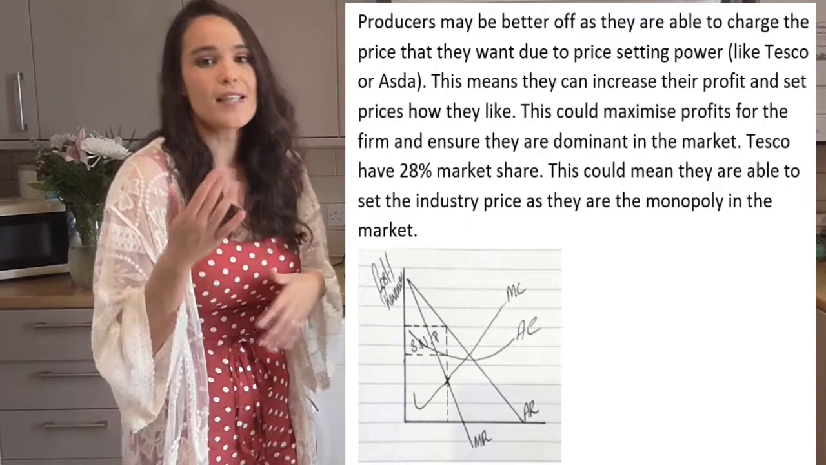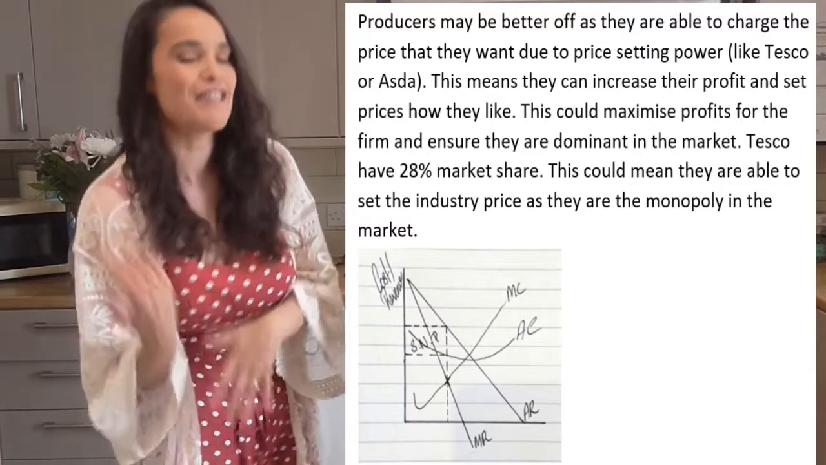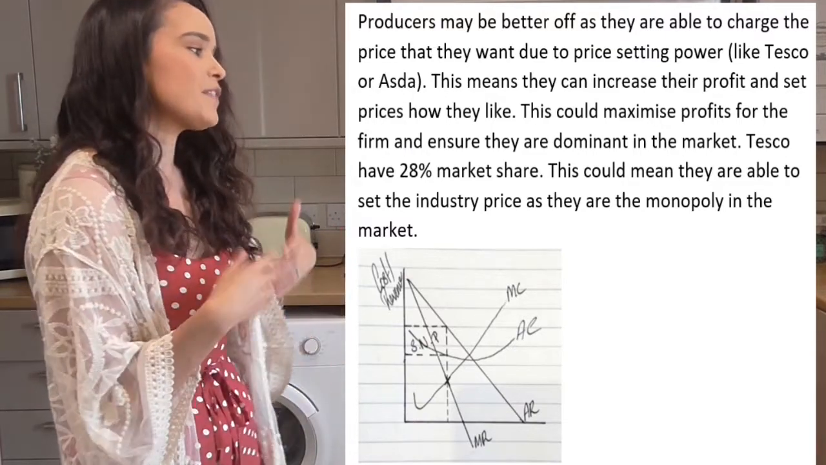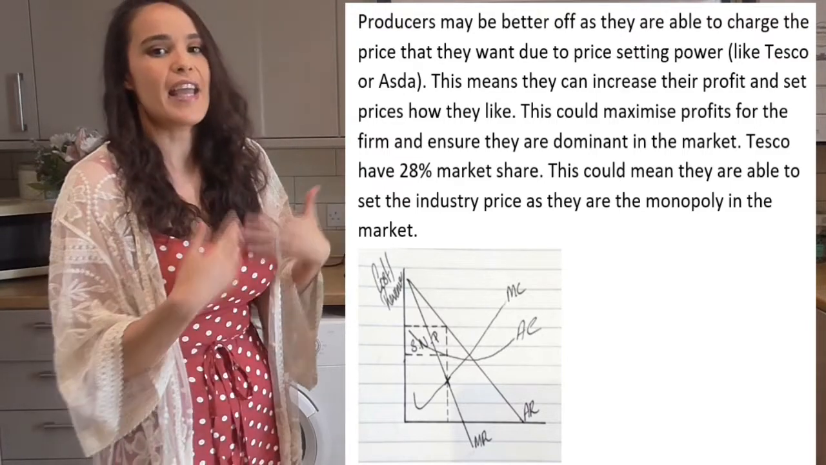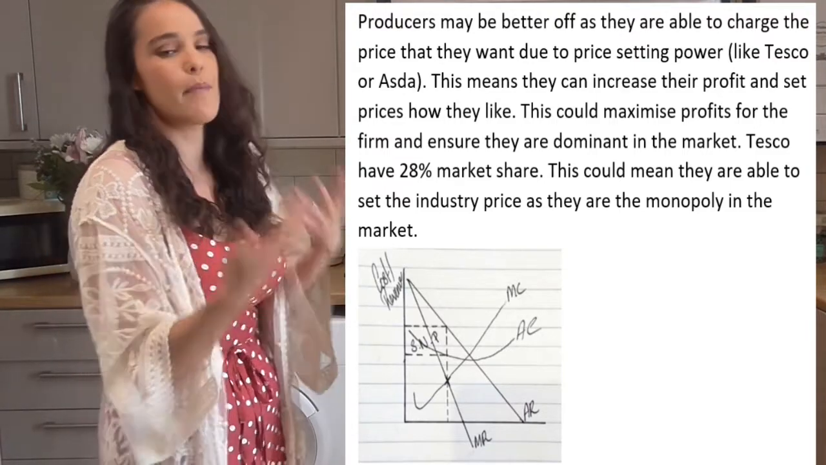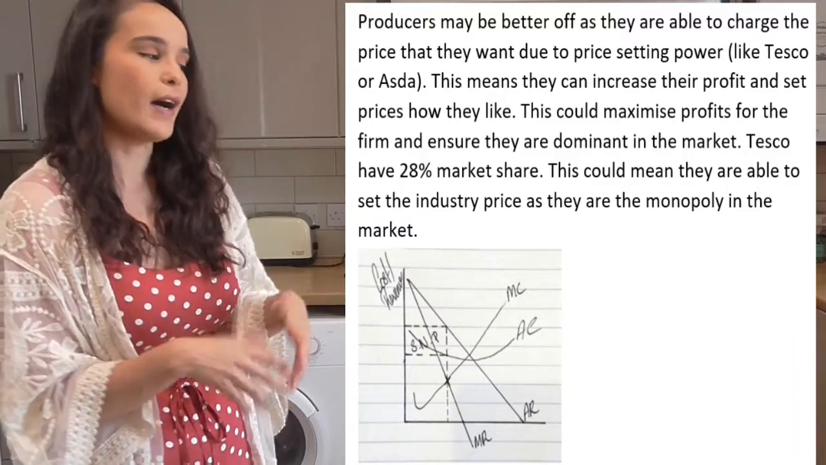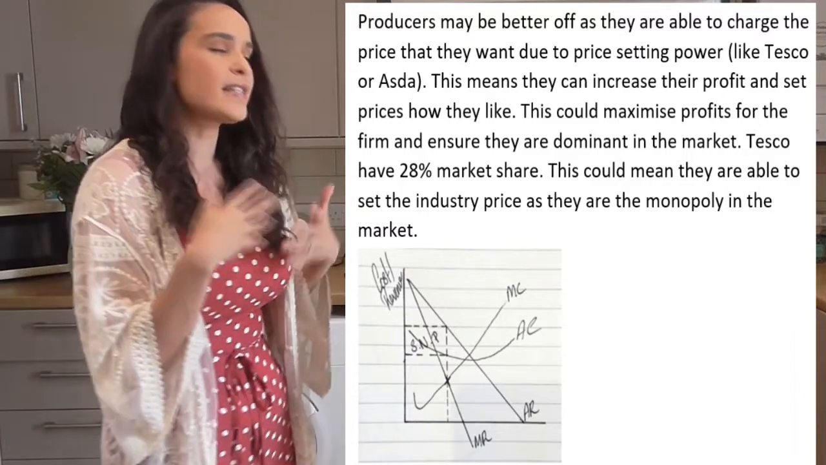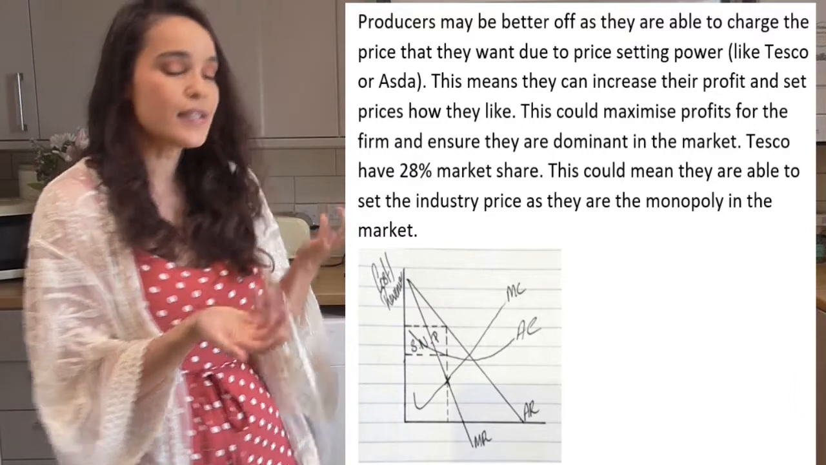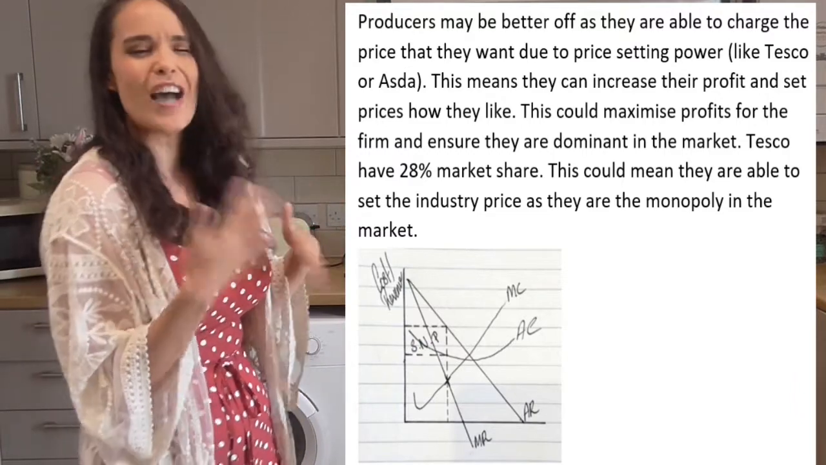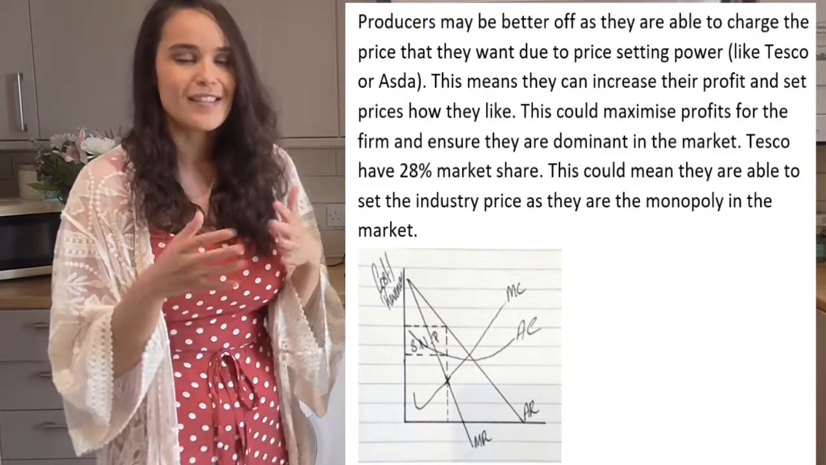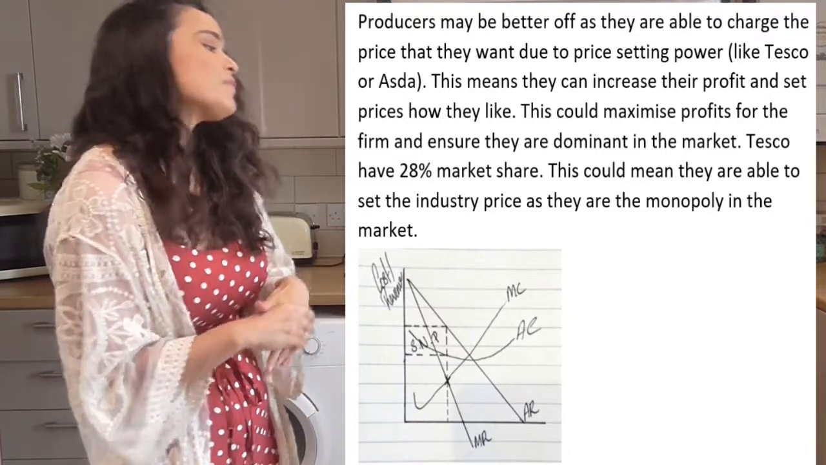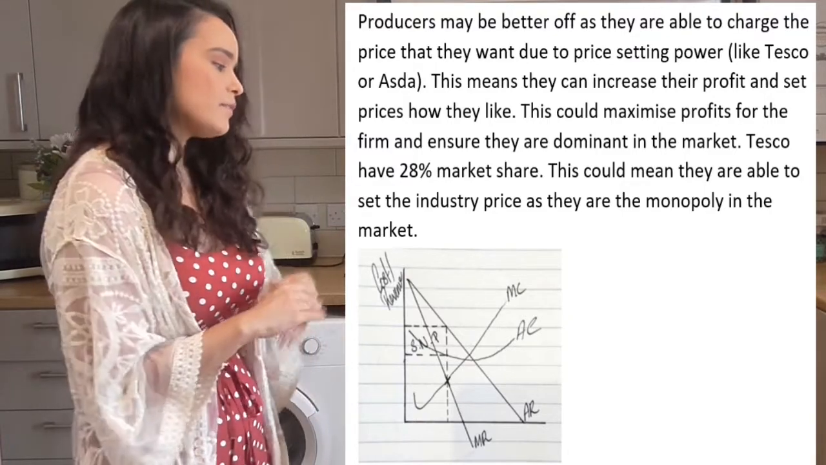There is definitely some cause and consequence when we compare it to that last answer. They've started talking about how because of the price setting power, they can increase their profit because they've got that price setting power. There's some application there. They talk about Tesco's. It does seem a little bit like it's just been slotted in, but it's definitely there, and that definitely contributes to them getting level 2.